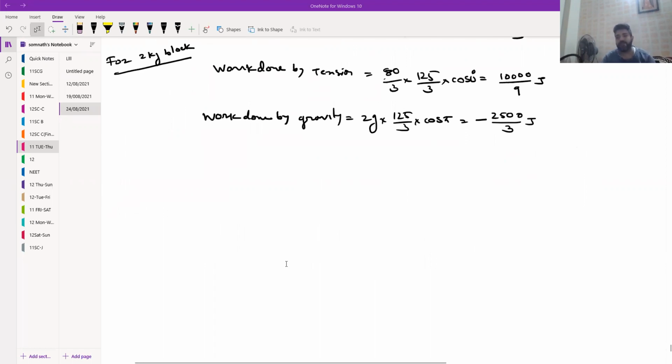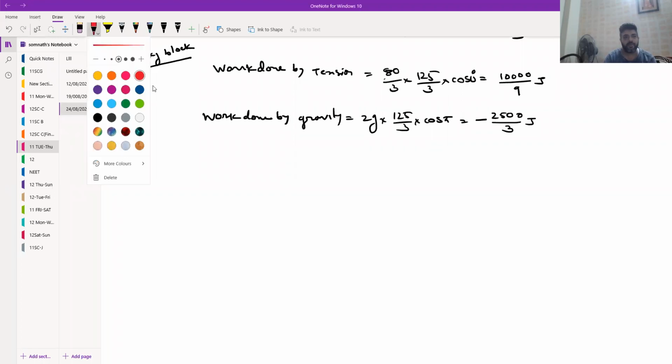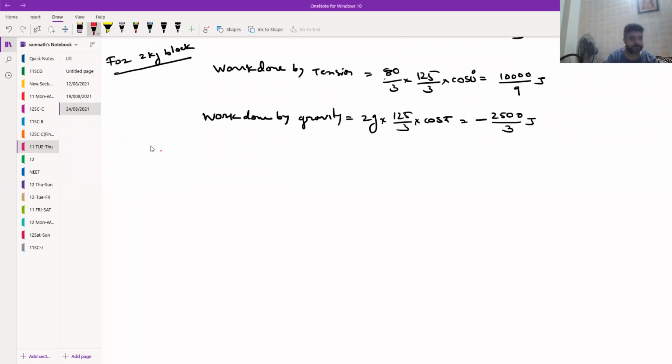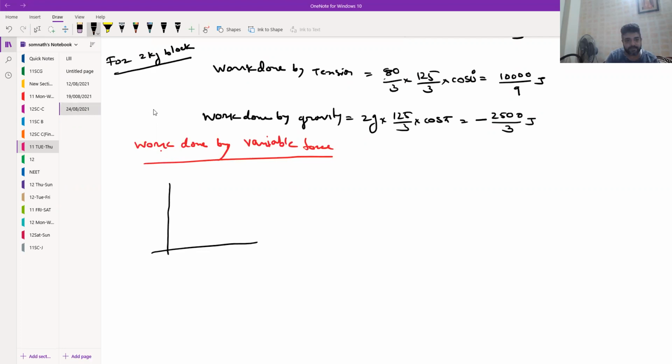Next one is work done by variable force. So for work done by variable force, suppose my graph is also variable. I just want to show you that also, that the area under the graph.